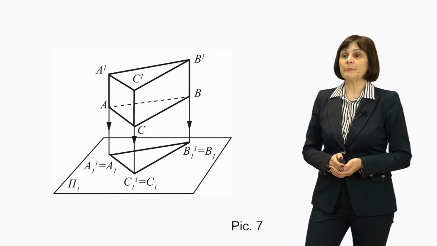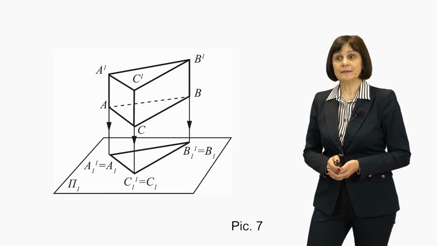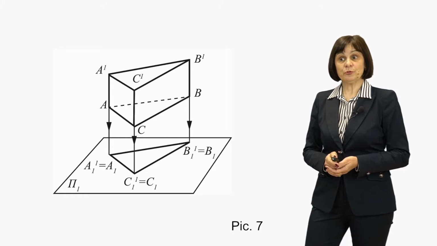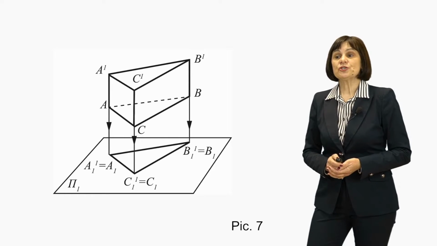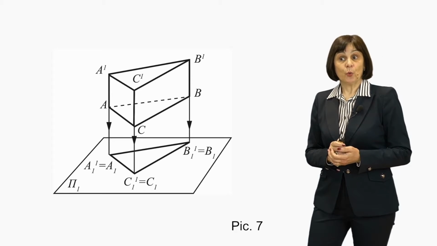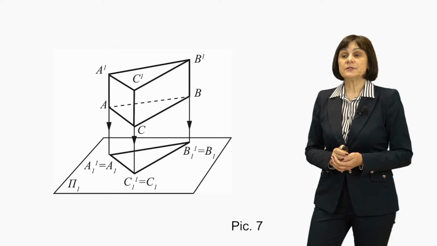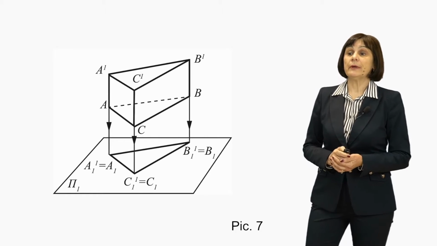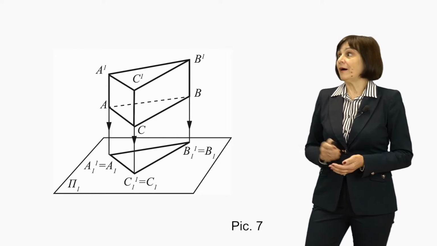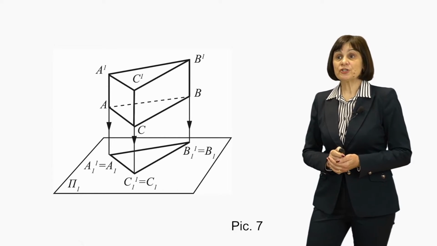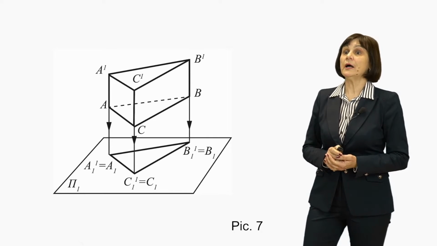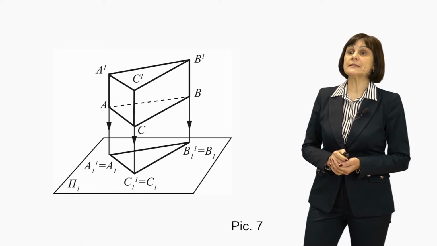But the projection on one projection plane can't give us full information about this object. The image that we get, for example, on our plane pi1 does not determine the shape and size of the object. On this drawing, the projection of points A, B, and C does not determine the position of these points in space.